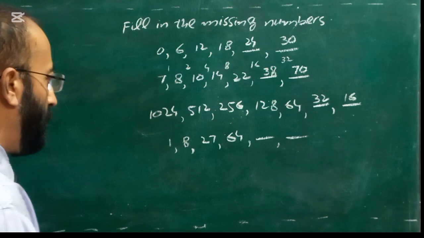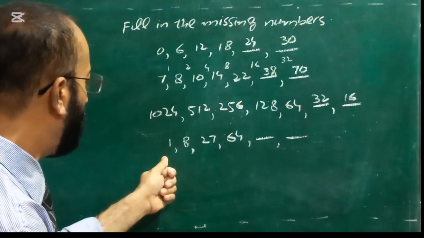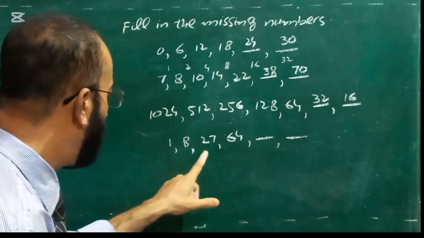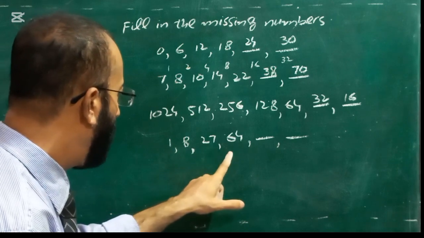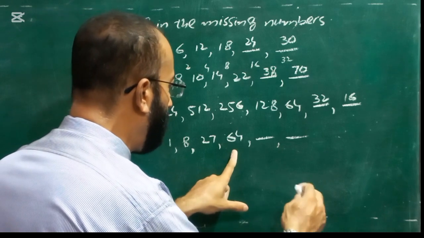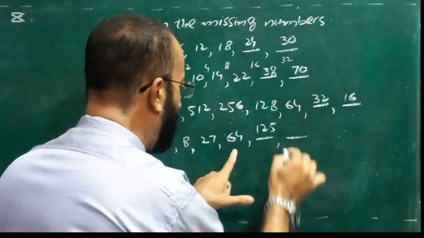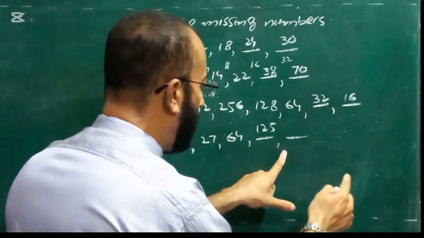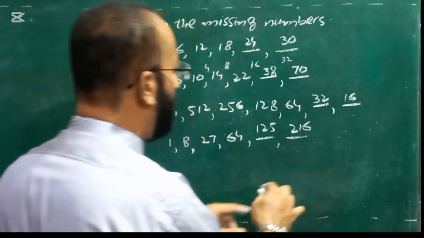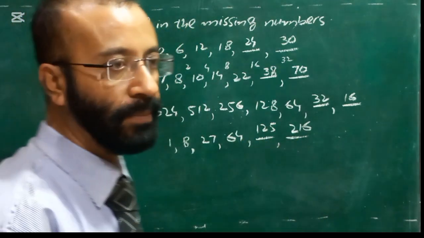In this number pattern, if you can see, every number is a cube of a natural number. So it is 1's cube, it is 2's cube, it is 3's cube, it is 4's cube, then 5's cube is 5, 5's are 25, 25, 5's are 125, and then 6 cube, 6, 6 are 36, 36, 6 are 216. So these are the answers.